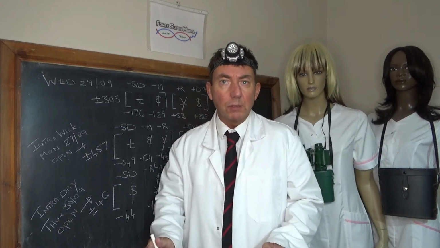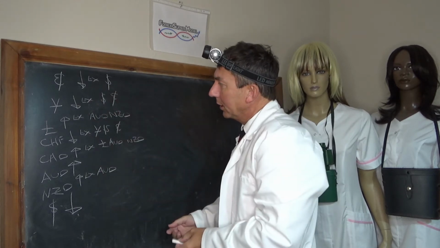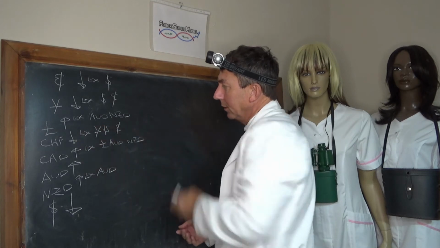Right, stop it there and write up the flows. Right, we've written up the flows then. So the euro is weak except against the dollar, which is weaker. The yen is weak except against the dollar and the euro. The pound is strong except against the AUD and the NZD.